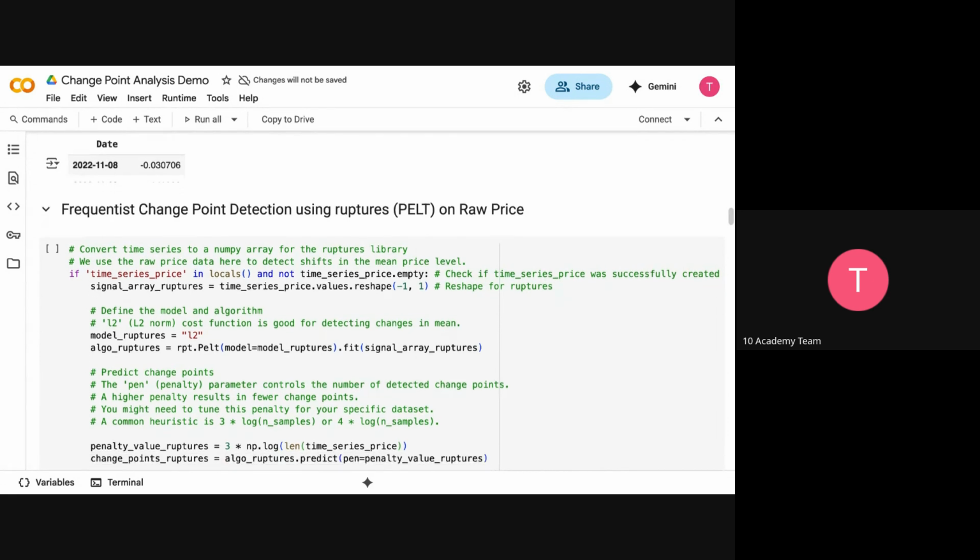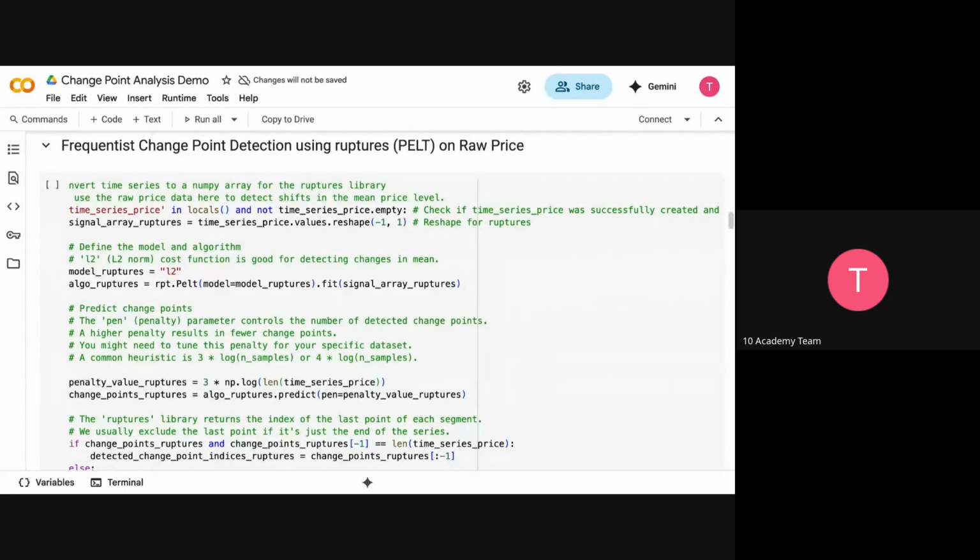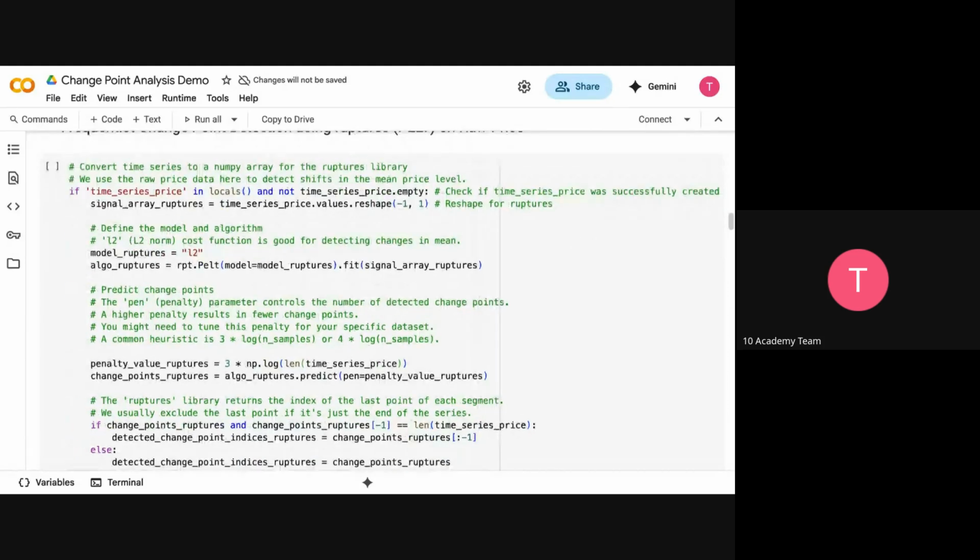So here you can see what I did. The first thing that I did was I have to reshape them and change them into a NumPy array. Instead of a time series, I'm going to convert them to an array. And then I used here L2.